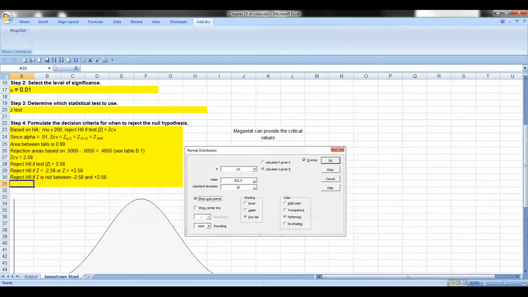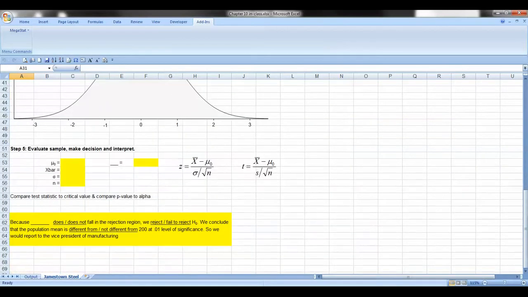Now that we have our decision criteria, we go down to step 5. In step 5, this is where we look at how likely it was that we got what we got in our sample, and if it's very unlikely, we'll call baloney on the assumption that there is nothing going on with the null hypothesis. So we have the values here. The population mean is 200. Our sample mean is 203.5. Our standard deviation for the population is 16, and our n is 50 desks.